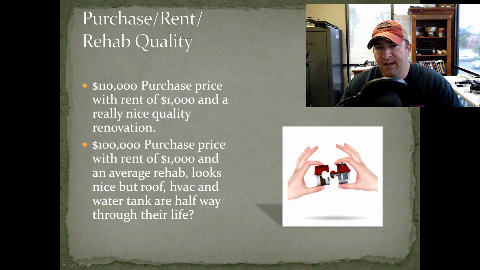So the example here is you're looking at a home for sale with a $110,000 purchase price, and it's rented out for $1,000 a month, and it's had a very nice renovation done to it. The person who renovated it probably spent $25,000, $30,000. Lots of new components: new roof, HVAC, exterior paint, interior paint, flooring, bathrooms, kitchen updates, the works essentially.